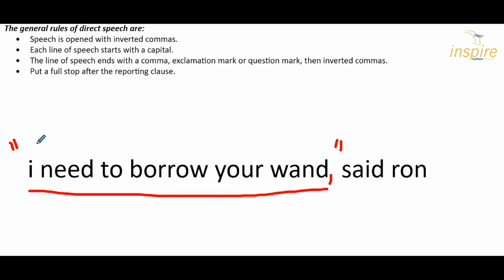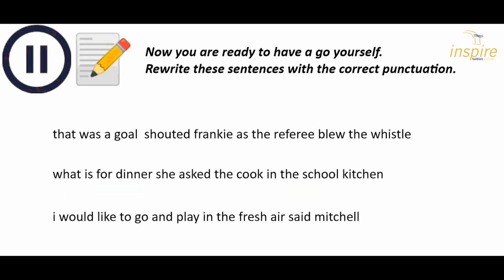Now I need to go back and look for capital letters. We always start speech with a capital letter. "I need to borrow your wand," said Ron. Ron's a proper noun, so it needs a capital letter. We must always remember the full stop at the end of the sentence. "I need to borrow your wand," said Ron. Write these sentences, but remember all of the correct punctuation. We need inverted commas, punctuation inside the inverted commas, and don't forget your capital letters and full stops. When you're ready, unpause the video and you can check your answers.